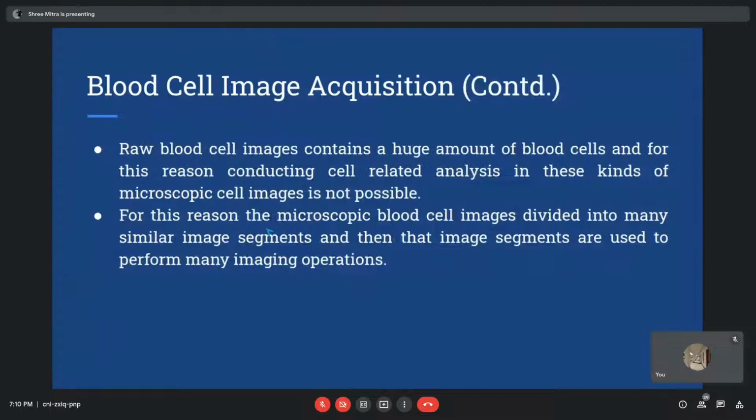A raw blood cell image contains a huge number of blood cells, and for this reason, conducting cell-related analysis on these kinds of microscopic cell images is not possible. For this reason, the microscopic blood cell images are divided into many segments, and we are going to apply image-related analysis on one particular segment at a time.